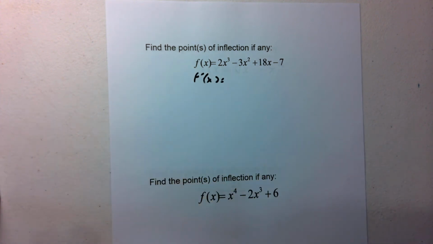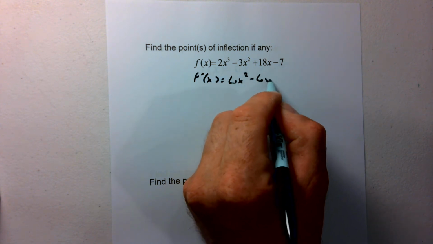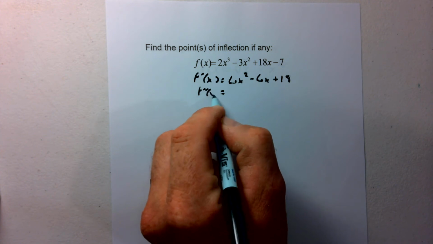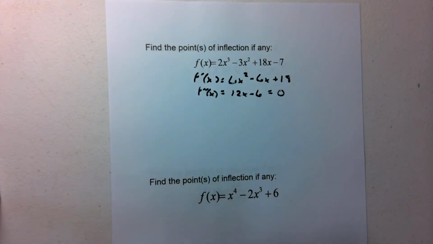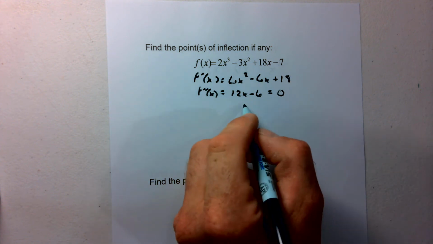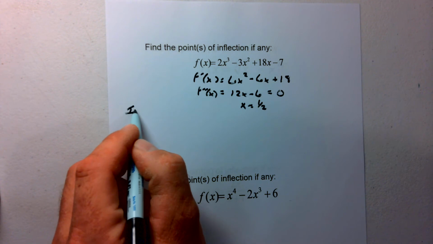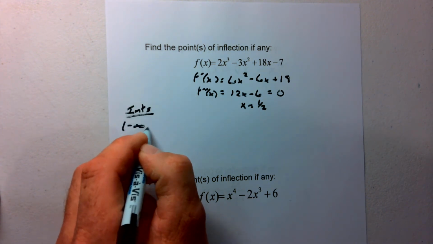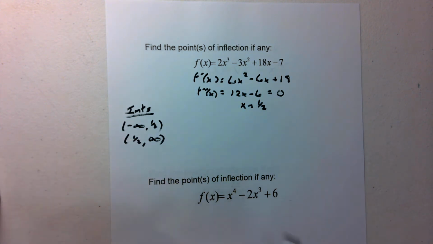So again, we're going to find our first derivative. We get 6x squared minus 6x plus 18. Go ahead and find the second derivative. We get 12x minus 6. We're going to set that equal to 0. If I set that equal to 0, I get x equal to 1/2. So my intervals, we're going from negative infinity to 1/2, and then 1/2 to infinity.